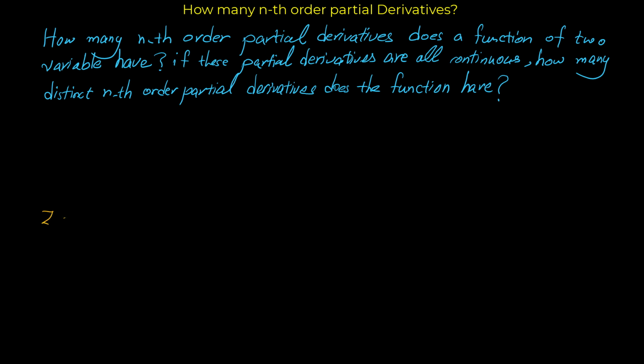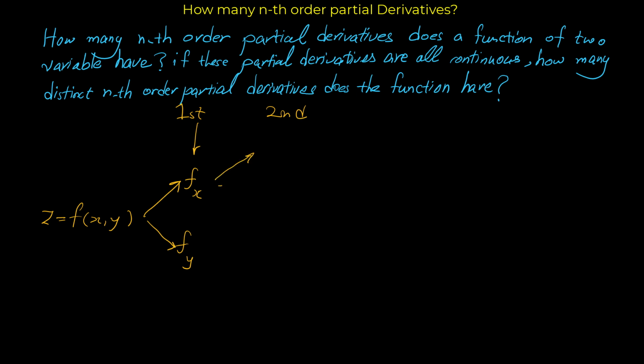Suppose we have a function z with two variables x and y. For the first order partial derivative, we have two choices. We can find the partial derivative with respect to x or the partial derivative with respect to y. So for the first order, we have two partial derivatives: the partial derivative with respect to x, and the partial derivative with respect to y. Now let's see how many answers we have for the second order partial derivative.